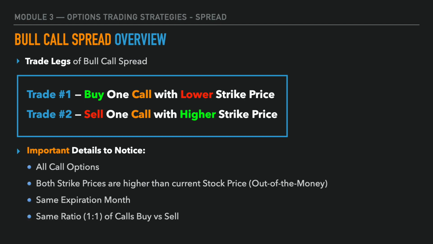And finally, the ratio of the numbers of the calls you buy and sell in the bull call spread trade setup should be strictly 1-to-1. If the amount of calls you buy is different than the calls you sell, then it will no longer be considered a bull call spread.